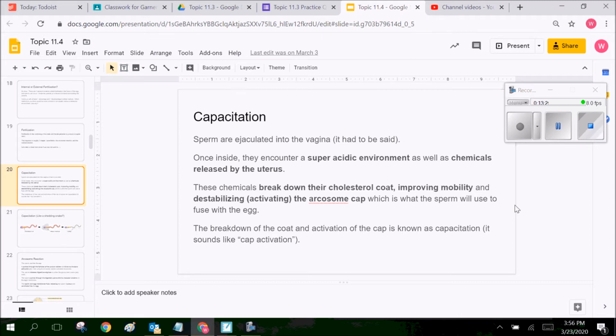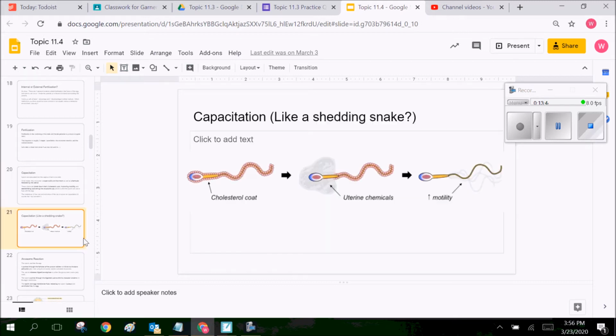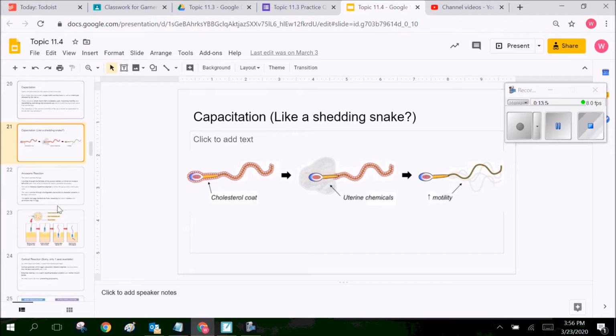Okay, so when they encounter the super acidic environment, it's going to break down the sperm's cholesterol coat, so that acrosome cap is going to become activated, and that cap is basically what the sperm will use to fuse with the egg. So the breakdown of the coat actually allows the sperm to have greater mobility, which we can see here. The cholesterol coat keeps the sperm protected once it's first ejaculated in, but then after it interacts with these chemicals, it is freed up so it can go ahead and start swimming for its life.